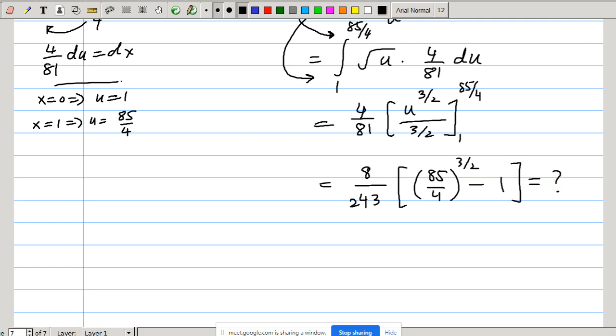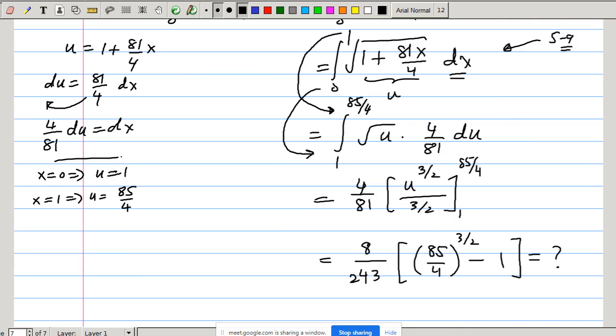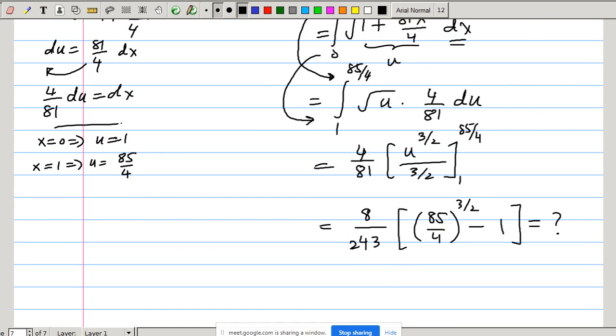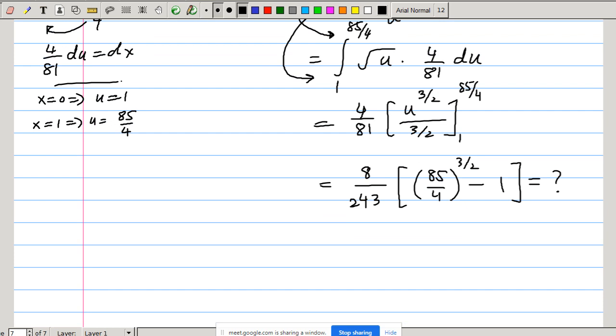Okay, so that's how you can find the arc length of a curve. It's not difficult. You just have to remember the formula and just replace the derivative of the function in the formula, simplify the function and integrate. It may need substitution because we have studied chapter 5, so we can easily do that.